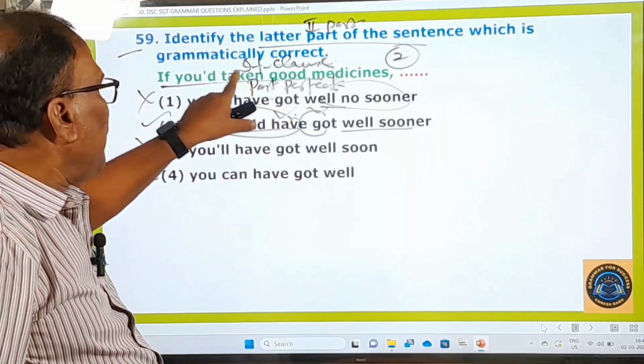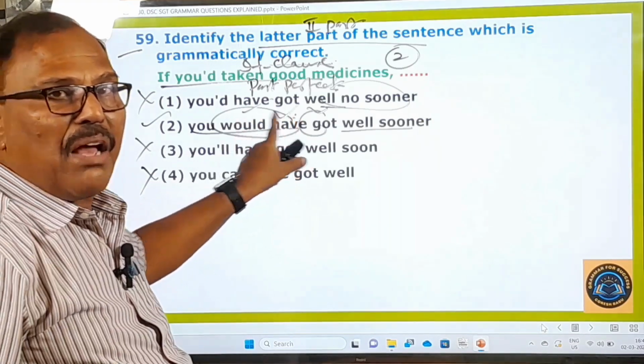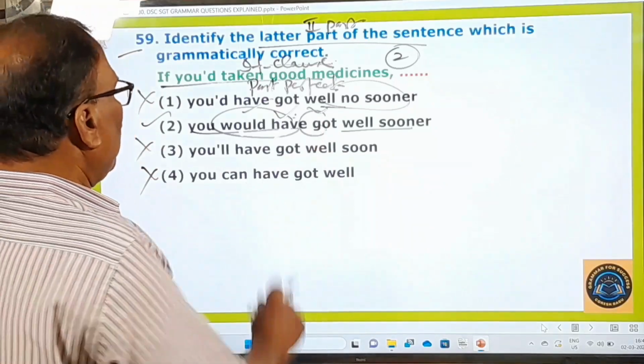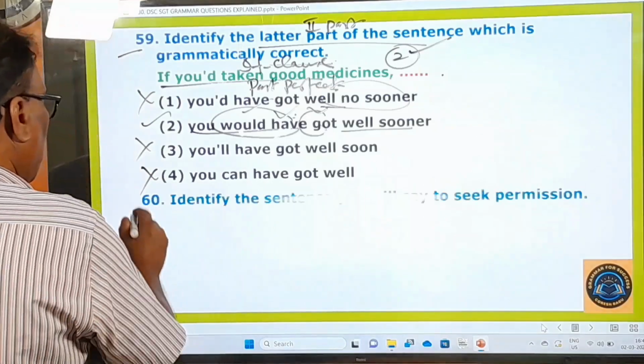Whenever past perfect is in the if clause part, in the main clause part there must be a sentence with would have, should have, could have, might have plus PP. Therefore, this is the right one. Second one is the right one. Now let's move on to the next question. What is that? 60th question.